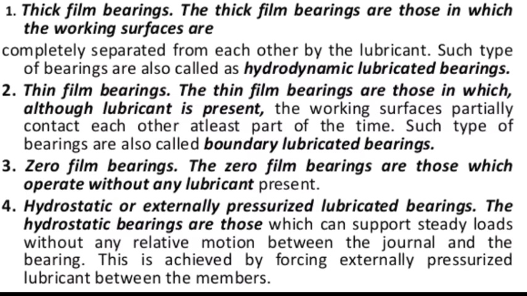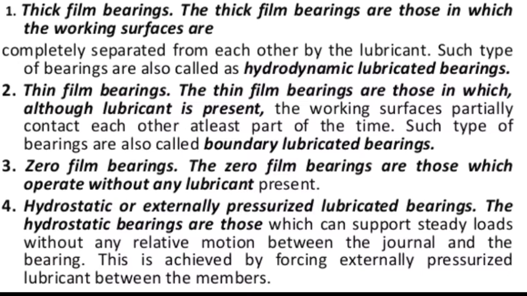Second one is the thin film bearings. How do we define thin film bearings? The working surfaces partially contact each other at least part of the time. These types of bearings are called thin film bearings, and they are also called boundary lubricated bearings. And third one is the zero film bearings. How do we define zero film bearings? Those which operate without any lubricant. That type of bearings are called zero film bearings.